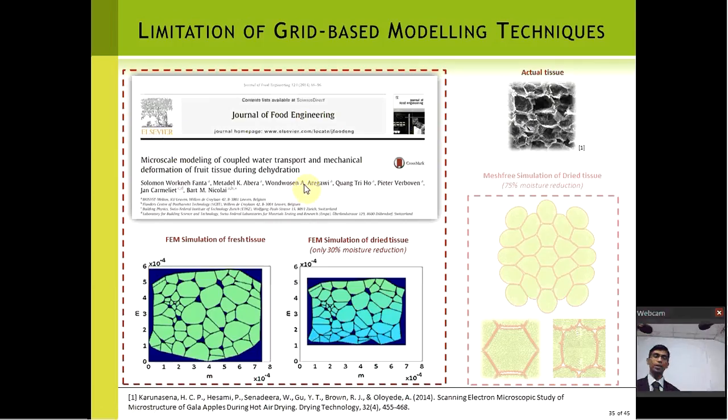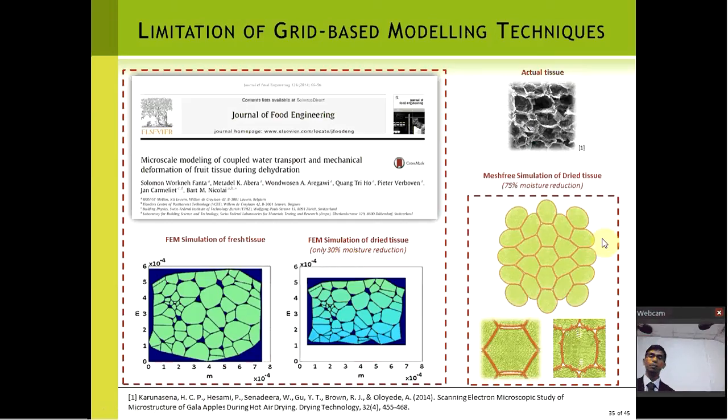This is a publication using the finite element method published about 6 months back, and you can see they have simulated fresh tissue and dried tissue. But in actual dried tissue, you can see a large deformation in the boundaries and so forth. But due to the limitation of the grid-based techniques, they couldn't achieve it. Even the moisture content was only a 30% moisture reduction. But with Meshfree, we could do 75% drying, and you can see how the boundaries deform, even in this simplified tissue. So let me quickly show you how the model was developed and how things were arranged.